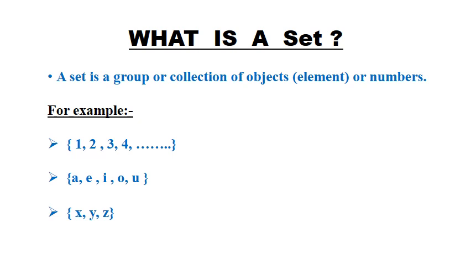So, we have an example: 1, 2, 3, 4 and so on. We call it a set of numbers. Here is another example: A, E, I, O, U. So this is a set of vowels of the English alphabet. Similarly, we have X, Y and Z. So what will you say it? We say it is a set of the last three letters of the English alphabet.